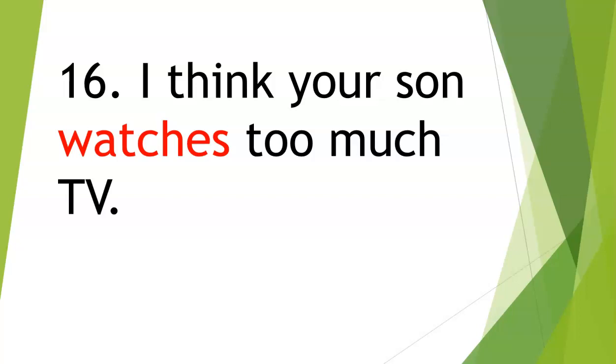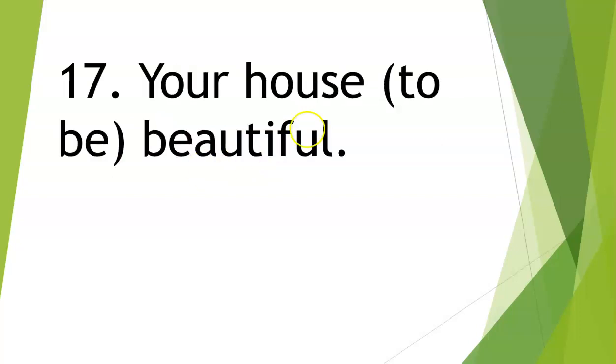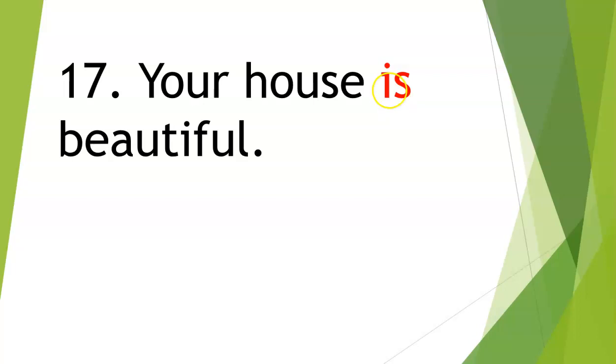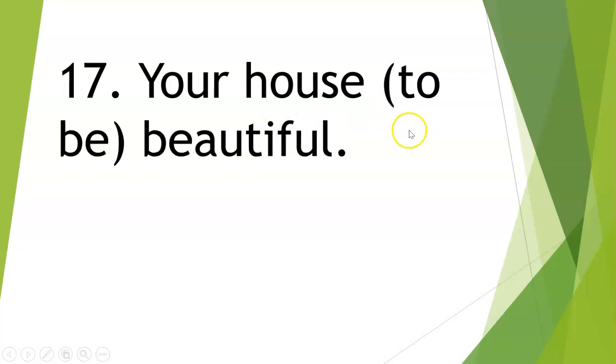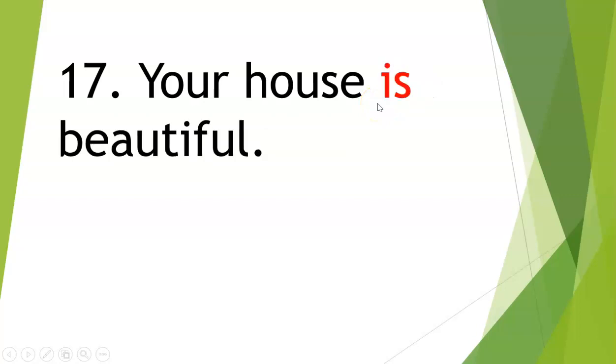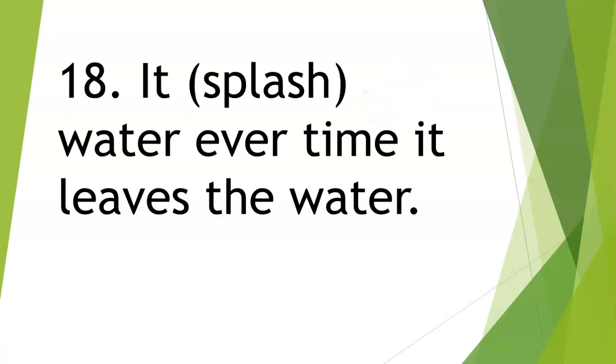Okay, let's go to number 17. Your house to be beautiful. So this is the verb to be, right, which is a very irregular form. So the verb to be in third person singular is. So we would simply say your house is beautiful. And that is the verb to be in the third person singular. Okay, number 18.